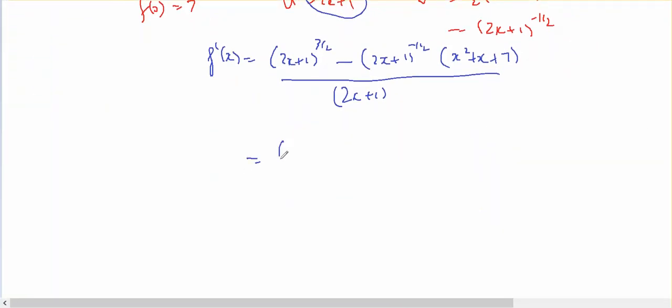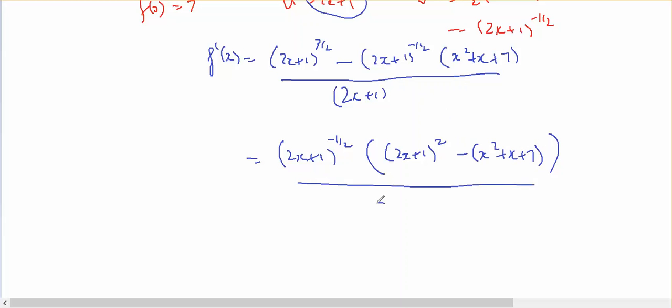So I can take out a 2x plus 1 to the negative a half as my common factor, and that will leave me with 2x plus 1 to the power of 2, because minus a half plus 2 is 3 on 2, minus x squared plus x plus 7, all over 2x plus 1.